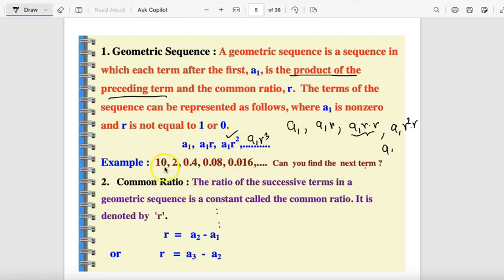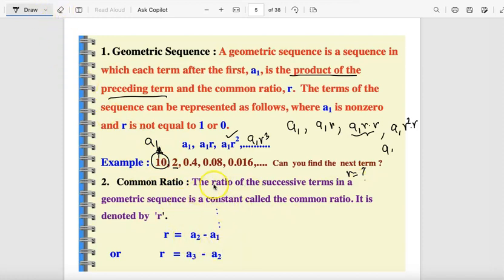Now this is an example of a geometric sequence: 10, 2, 0.4, 0.08, and it just keeps on going. Can you find the next term? I want you to look at the pattern over here and try to find your answer for this one. So if this is your a1, and this is your a1 times r, in this case you will find what? You will find your common ratio r. All right, and I will explain to you how to find your r over here.